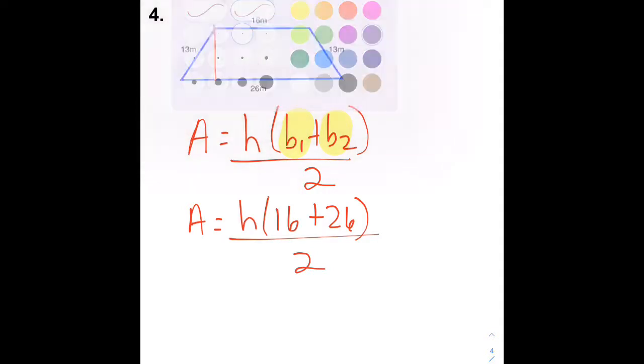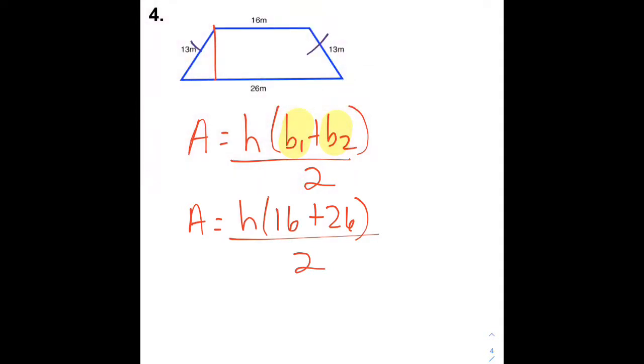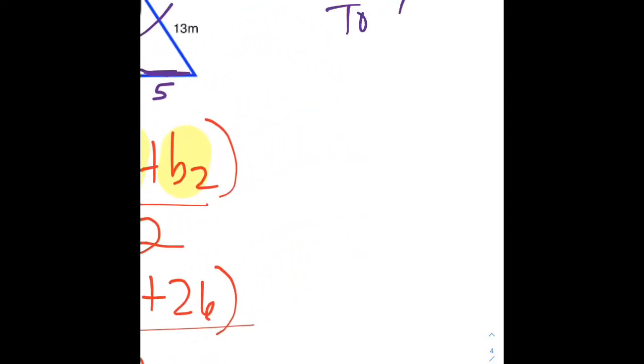But the key to this problem is noticing that it is isosceles. So if it's isosceles, it makes a nice rectangle in the middle where this length has to be the same as this length because it's symmetric. Well, if this is 16, that makes this 16. Well, 26 minus 16 is 10, and you have to divvy that up evenly, so that means each of these are 5.